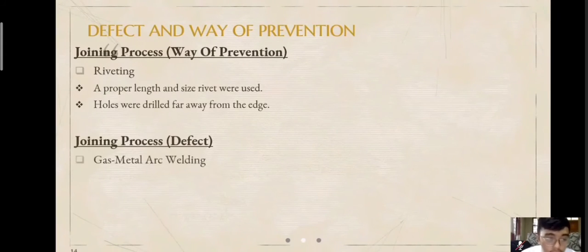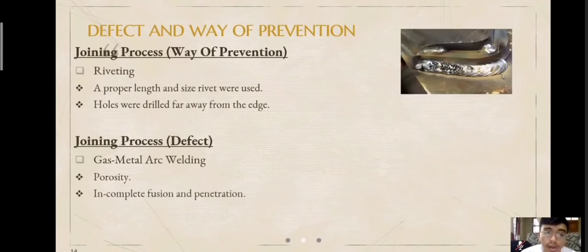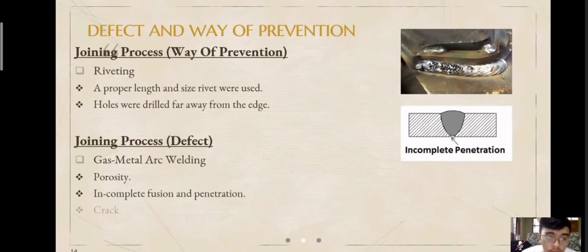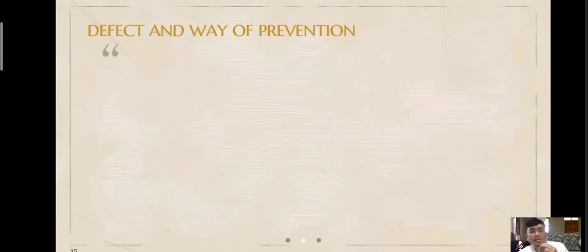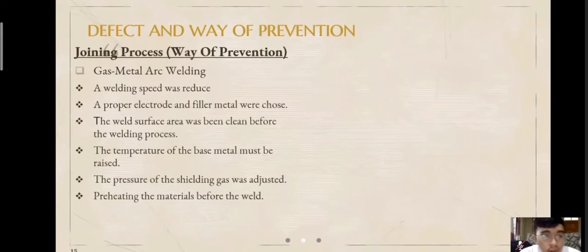And the defects for gas metal arc welding are porosity, incomplete fusion and penetration, and also cracks. The way of prevention is the welding speed was reduced, a proper electrode and filament method were chosen, the weld surface area was cleaned before the welding process, the temperature of the base metal must be raised, the pressure of the shielding gas was adjusted, and the material was preheated before the welding starts.